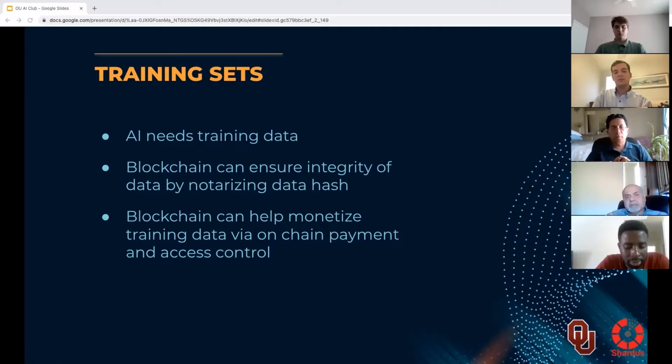Also, blockchain can help you monetize your training data, right? So suppose you are a provider of training data and other people want to use your data to train their networks. Well, now, blockchain provides an easy way for you to be able to monetize that, because it provides on-chain payment. So it makes payment much easier across the world and a lot more automated. And it also allows you to have built-in access control where, based on the private key that made the payment, you can now give a token to this address that made the payment so that they can then access the data.